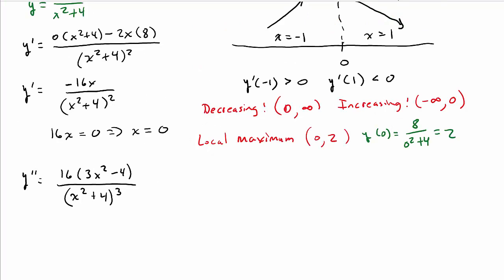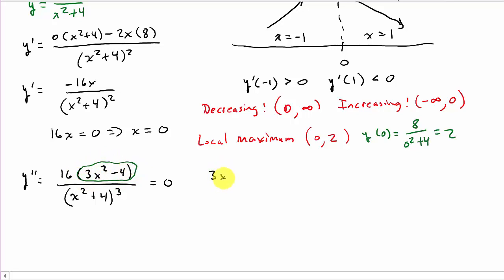All right, now we've got to set the second derivative equal to 0 and solve for x. So if we set this equal to 0, remember the only time that a fraction is 0 is when the numerator is 0. So really all we need to do is take this part and set it equal to 0. All right, so I've got 3x squared minus 4 equals 0. I get x squared is equal to 4 over 3. So x is plus or minus 2 over square root of 3.